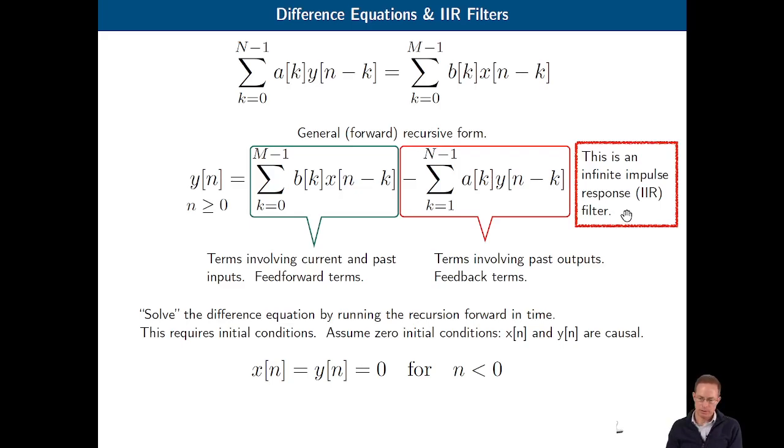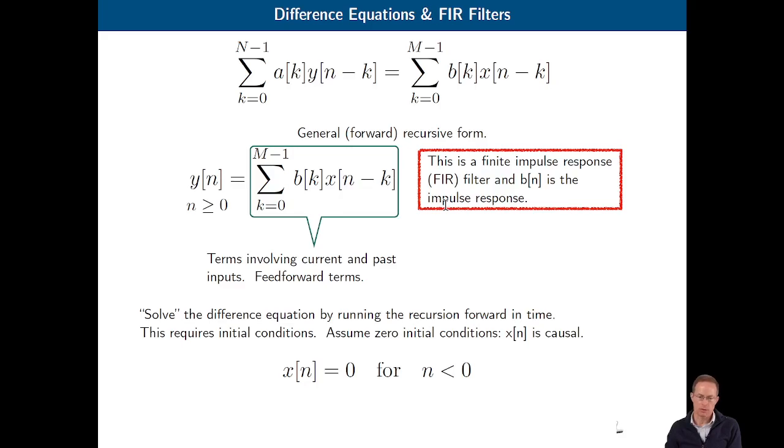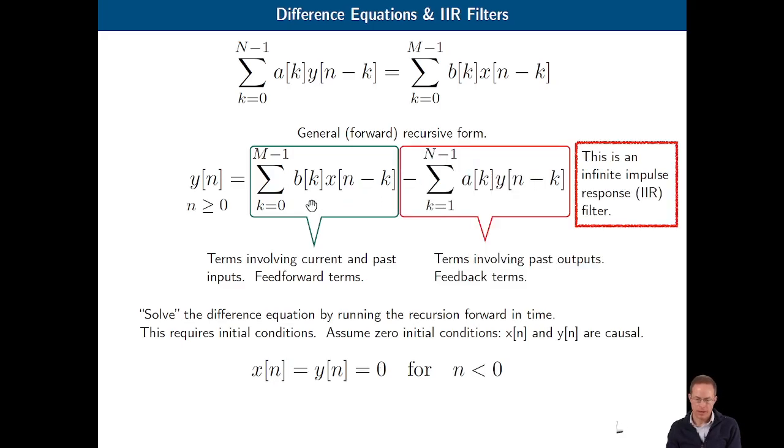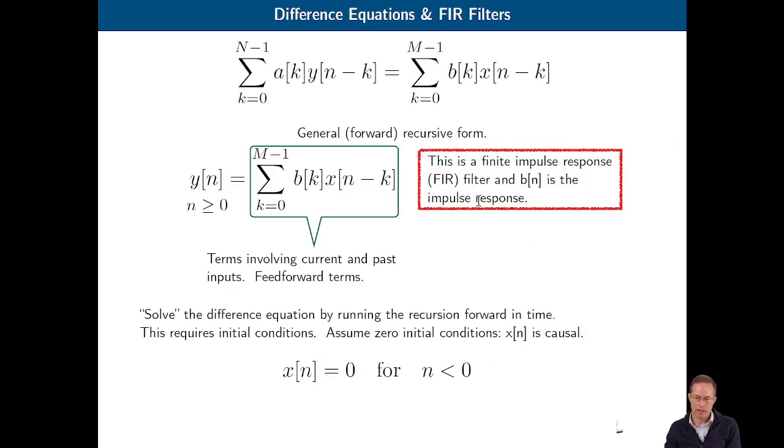And if we just throw away the feedback terms, which is what we do now, then we get a finite impulse response filter. So infinite impulse response means you have feedback. Finite impulse response just simply means there's no feedback. The output is just a linear combination of a finite number of inputs.